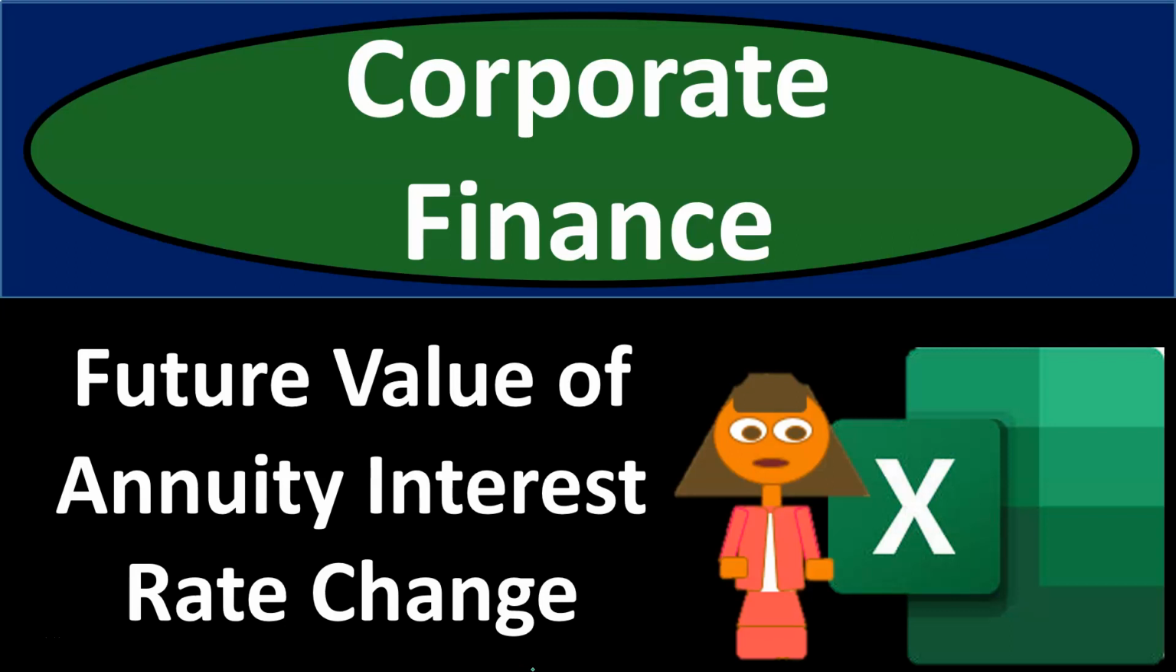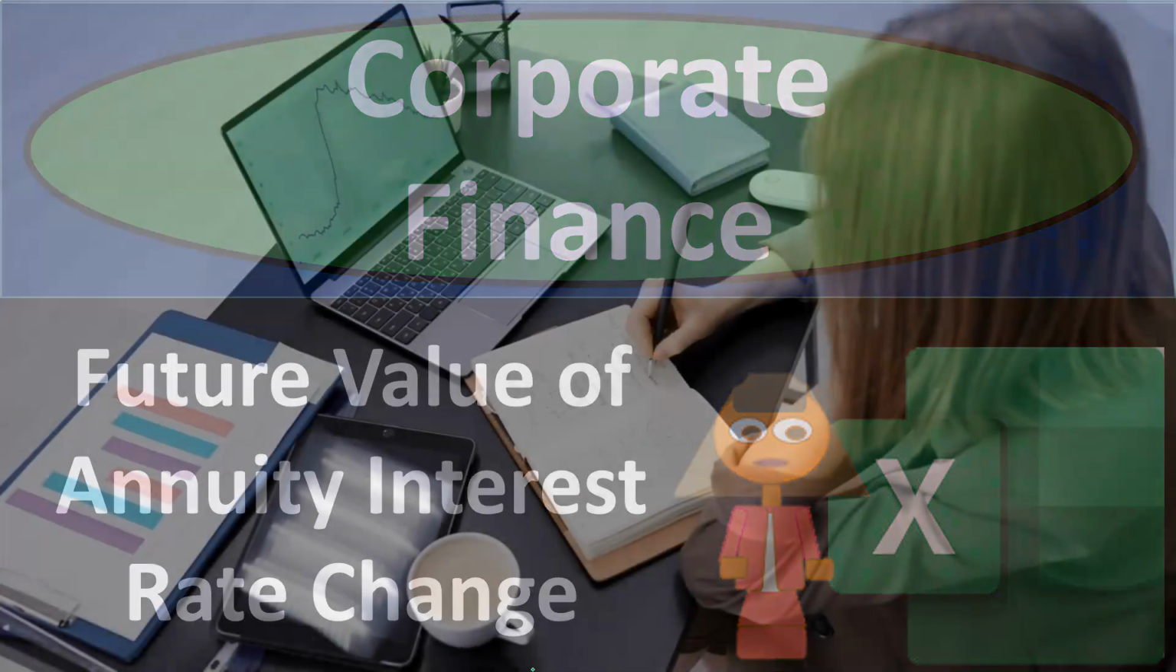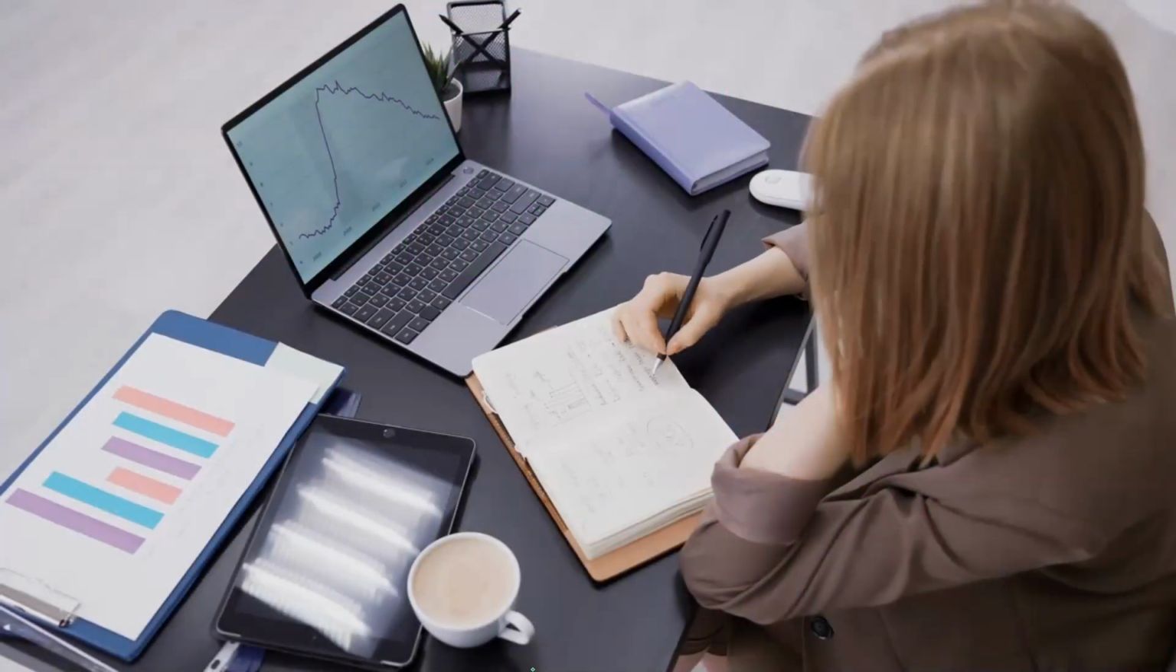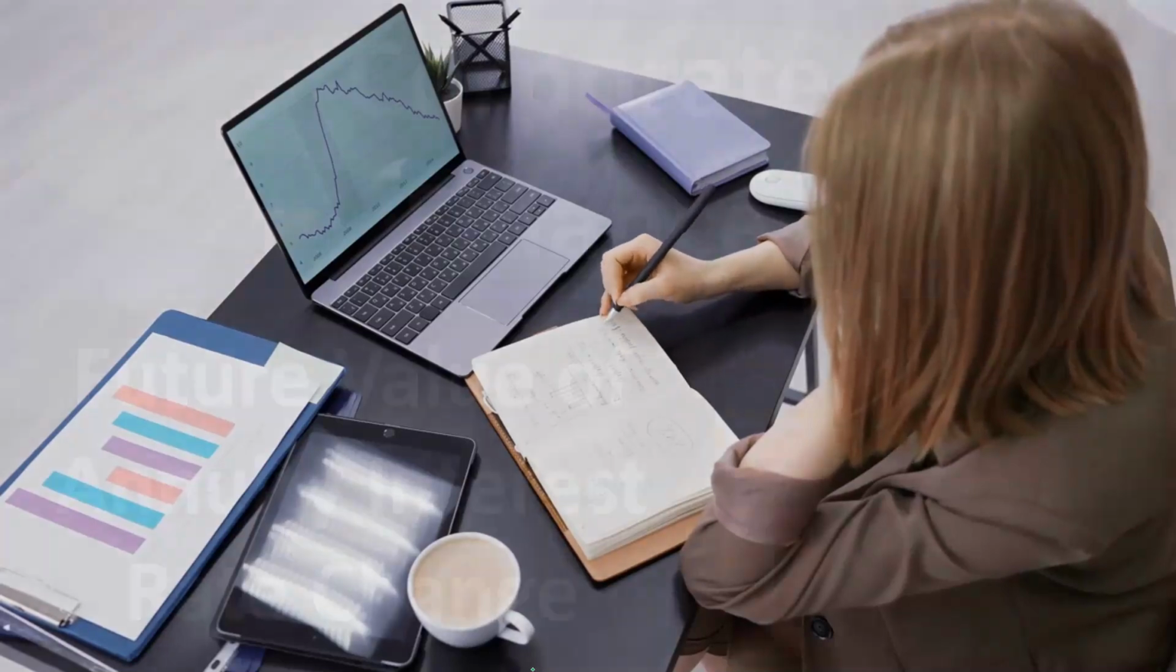Corporate finance practice problem using Excel. Future value of an annuity where we have an interest rate change. In other words, we do the calculation for the future value, taking some assumptions into consideration. There's a change and we're going to have to make an adjustment to our projections based on that. Get ready. It's time to take your chance with corporate finance.